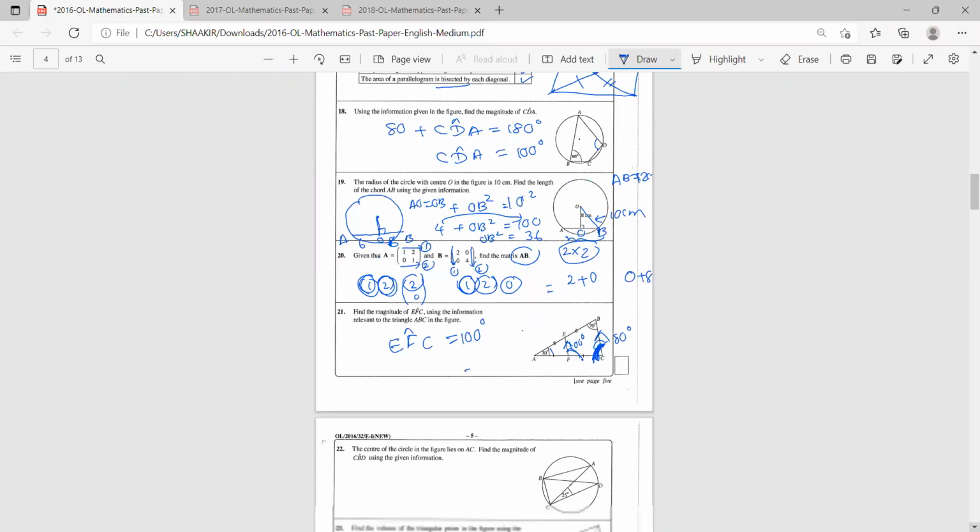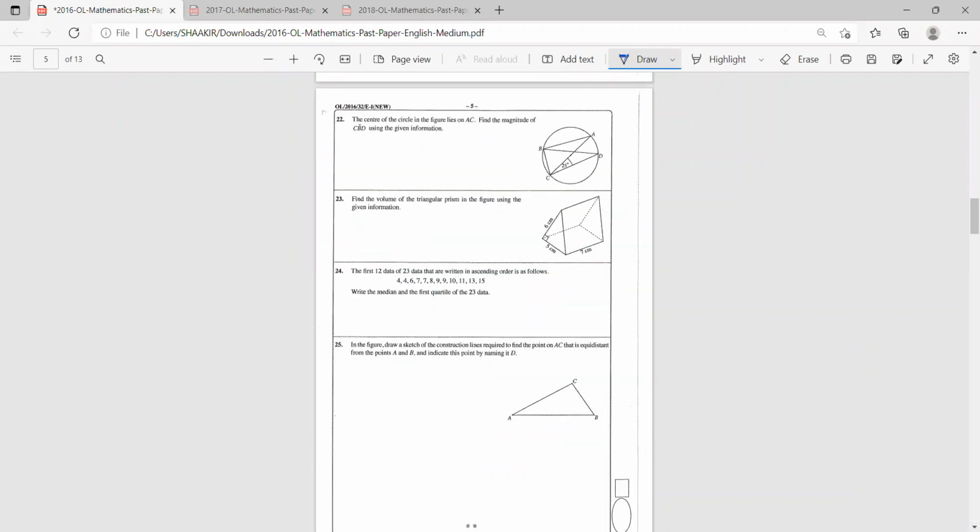Okay, so here again, we have the circle. Again, they are asking you to find the magnitude of an angle in the circle. Let's see, the center of the circle in the figure lies on AC. So what is AC, children? The center lies on AC means what can you say about AC? Very good, that's going to be the diameter.